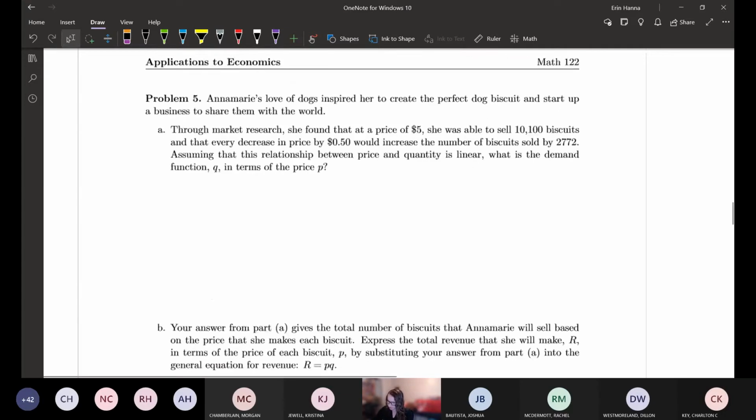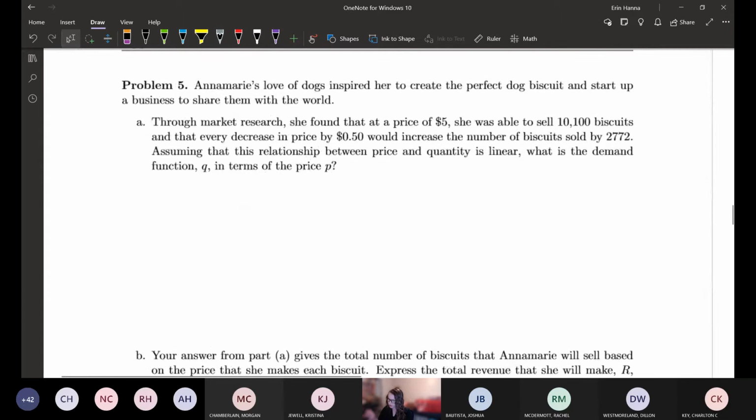So we have that Anne-Marie's love of dogs inspired her to create the perfect dog biscuit and start up a business to share it with the world. Through market research, she found that at a price of $5, she was able to sell 10,100 biscuits, and that every decrease in price by 50 cents would increase the number of biscuits by 2,772. Assuming that this relationship between price and quantity is linear, what is the demand function Q in terms of the price P?